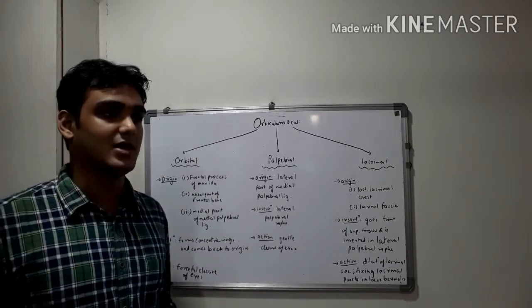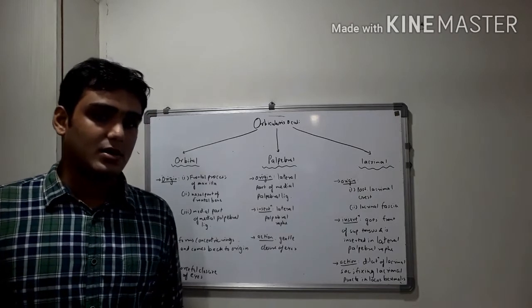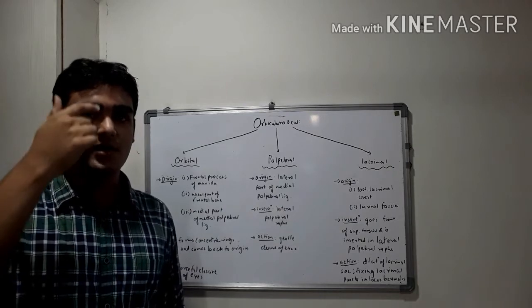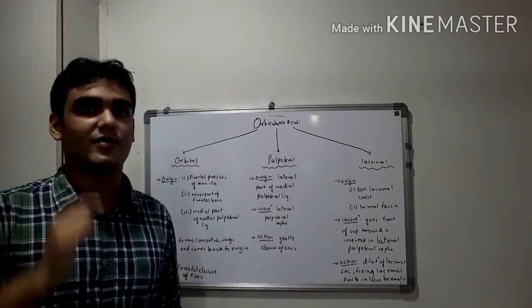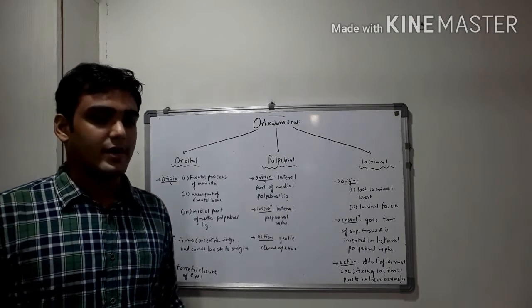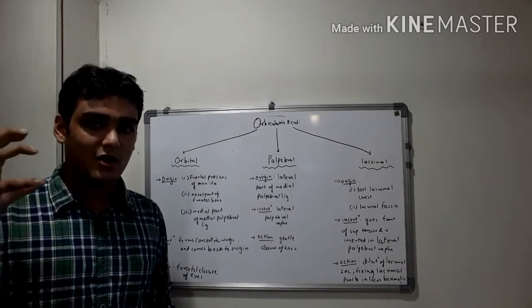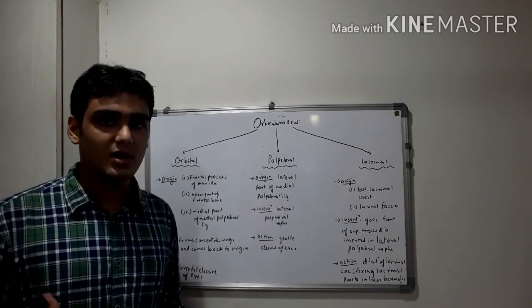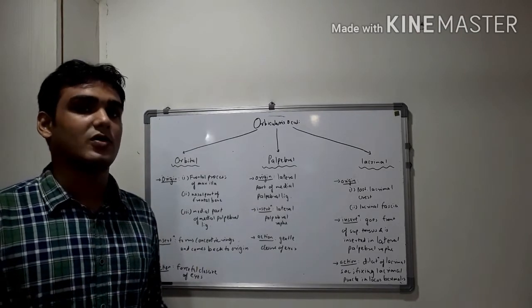The origin of this part is medially, and as for its insertion, it forms concentric rings and comes back to its origin itself. And talking about its action, it does the function of tight closure of eyes. If you close your eyes tightly, that would be done by the orbital part of orbicularis oculi.